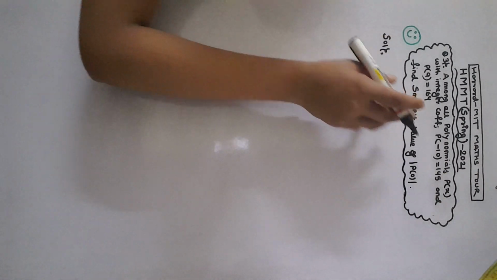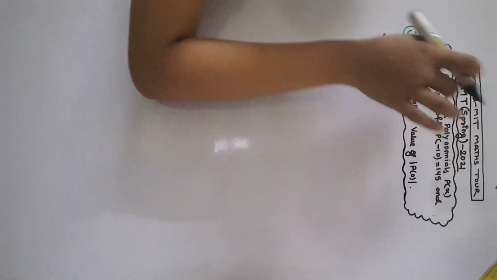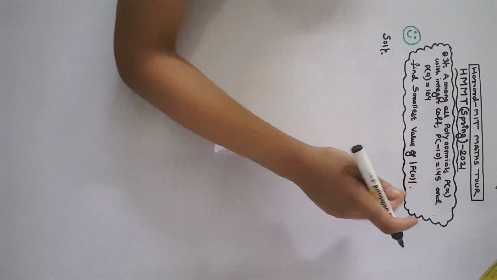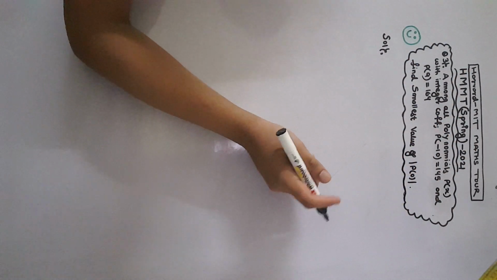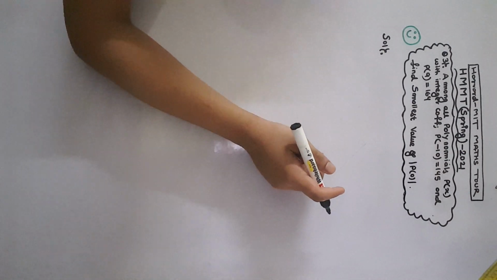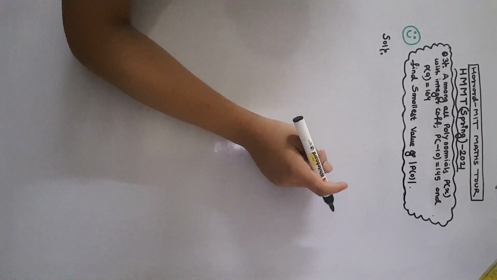Okay, so here this is actually a very easy question. It seems difficult because you must be thinking that only two data are given to you, that P(-10) is 145 and P(9) is 164, and you need to find P(0), but it is not the case. Actually this question is extremely easy. We just need to create a polynomial which will satisfy these two conditions, and then we will simply put 0 in it and find the answer. So this video should not go above 5 minutes.